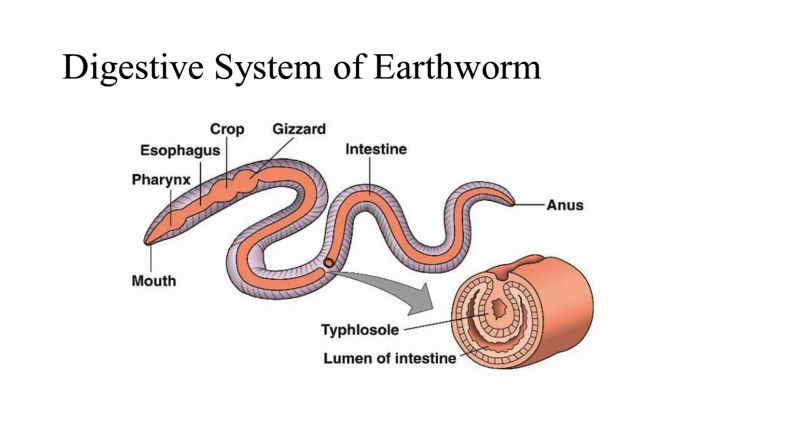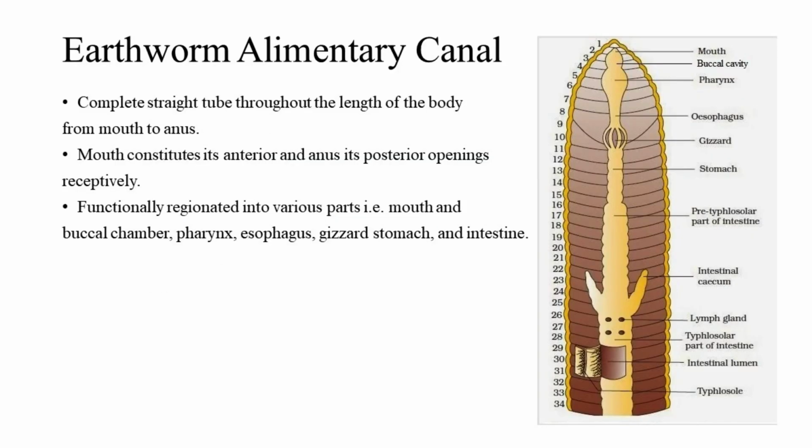Digestive system of earthworm. The digestive system of earthworm consists of the alimentary canal and the digestive glands. Earthworm alimentary canal: a complete straight tube throughout the length of the body from mouth to anus. Mouth constitutes its anterior and anus its posterior openings, respectively.